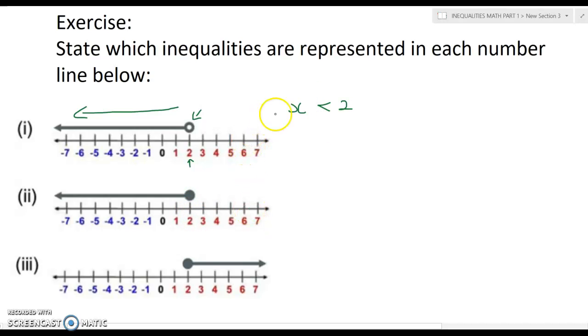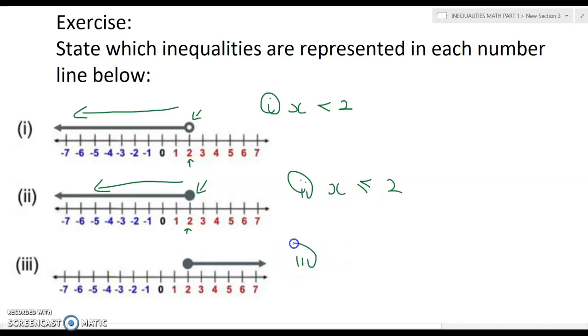Now number 2. Our number here starts at 2 again, so we need to fill in the middle now. Is it less than, greater than, and so on? Again, the arrow goes towards the left side. Here we have a shaded or solid circle. So that means it's x is less than or equal to 2.